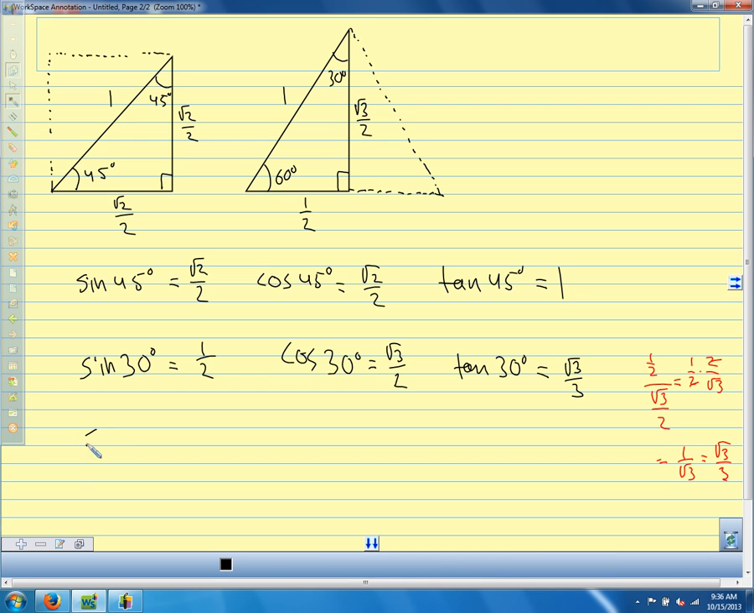Sine of 60 degrees. What's the sine of 60 degrees? Square root of 3 over 2. Cosine 60 degrees. 1/2. Tangent 60 degrees. Square root of 3. These come up so often that you should memorize them. At least memorize these and be able to get to these. But these angles come up extremely often.